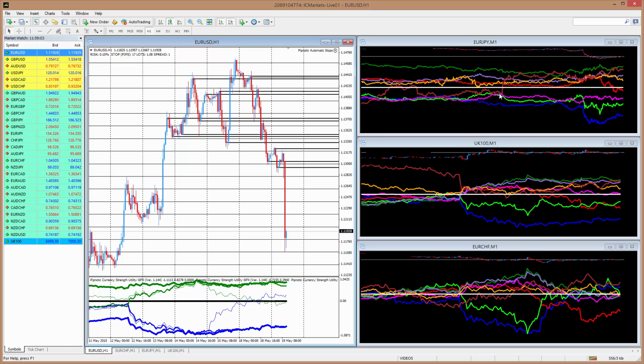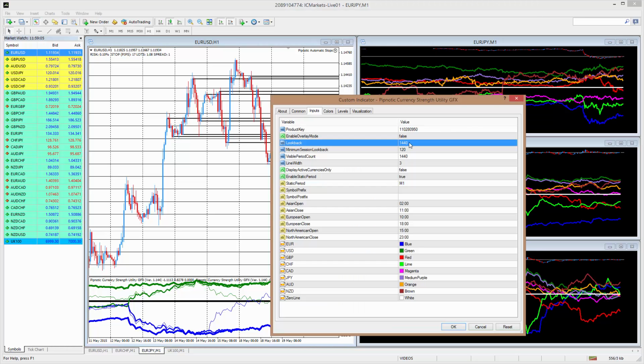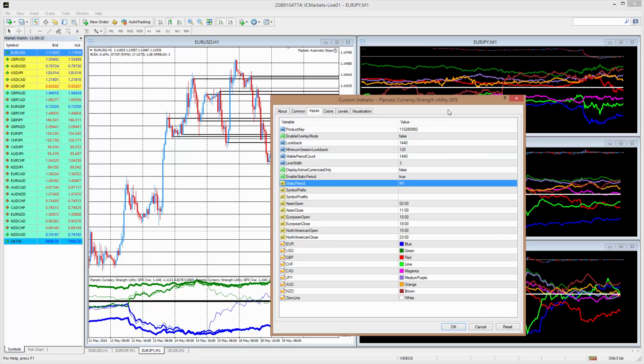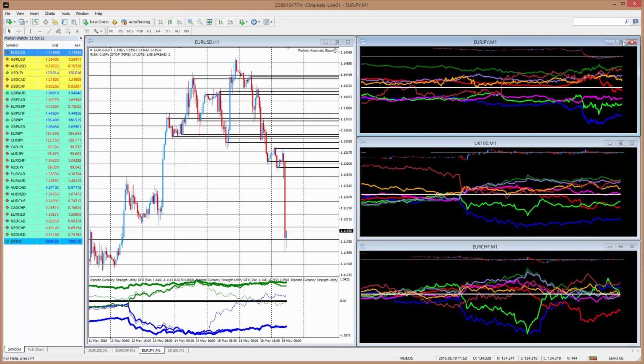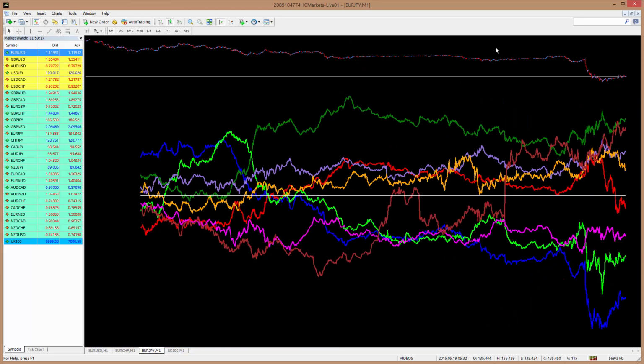And the long term here, you can see that we're looking at the past 1,440 minutes. So this is actually showing us what the strengths of the individual currencies have been doing over the course of the past 24 hours. And as you can see, we have a very clear winner, and this is the green line, which is the US dollar, which has showed some strength throughout the past 24 hours.